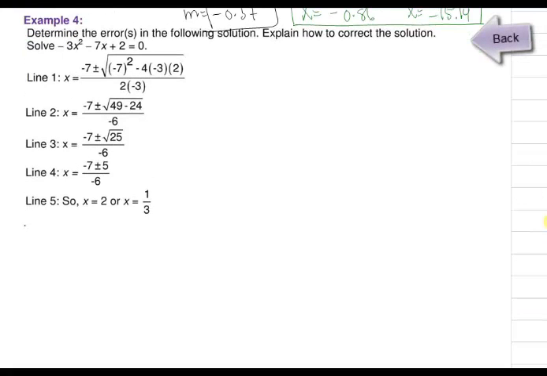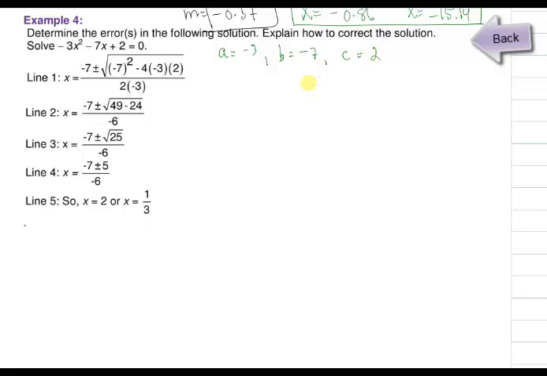Okay, so in this next example, example 4, you are asked to determine the error or errors in the following solution. Explain how to correct the solution and solve the solution. So we're solving for negative 3x squared minus 7x plus 2 equals 0. Okay, so you need to know that a is negative 3, b is negative 7, and c is 2.